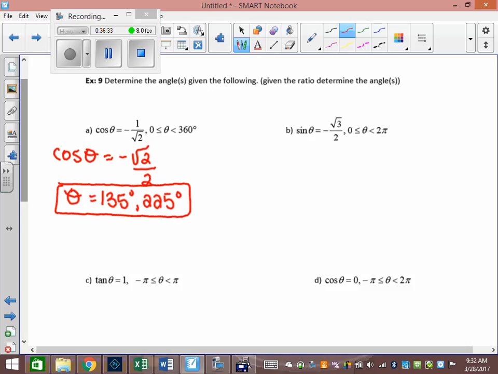Sine theta equals negative root 3 over 2. Sine is negative in quadrants 3 and 4. We want between 0 and 2 pi. 0 and 2 pi is the unit circle, right? It's just the radian degree measure. So where is y, because y is sine, where is y negative root 3 over 2? At the 60-degree reference angles, right? So at 4 pi over 3 and 5 pi over 3.